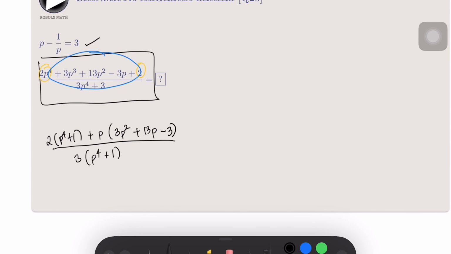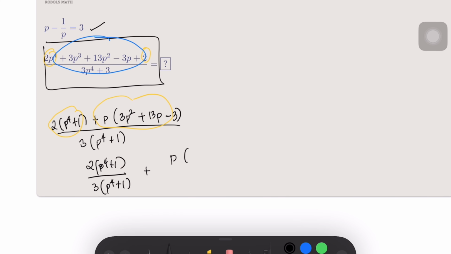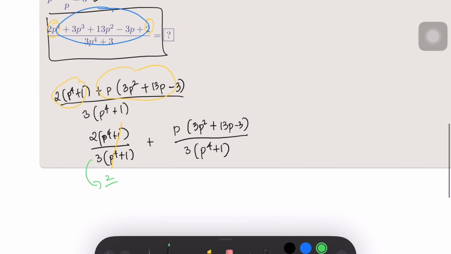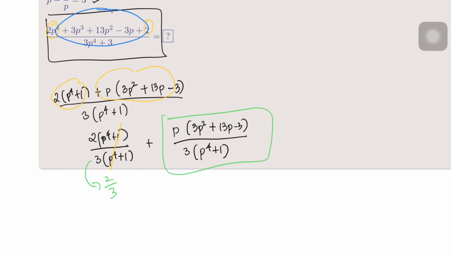Now, because here we have an expression that involves a sum of two sets of terms, we can actually rewrite this as two separate fractions. The first one is 2 times p to the fourth plus 1 over 3 times p to the fourth plus 1, while the second one would be p times 3p squared plus 13p minus 3 over 3 times p to the fourth plus 1. Now this thing here cancels out, leaving us with only 2/3 for the first term. So for the rest of the solution, we would be focusing our attention on this expression here.